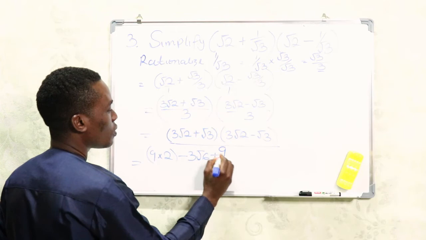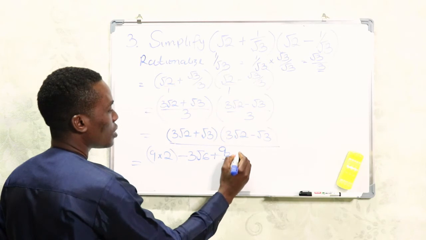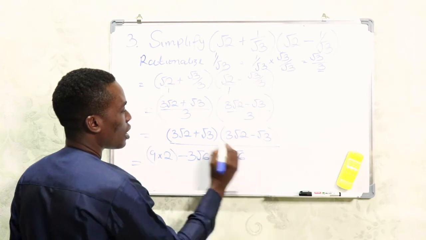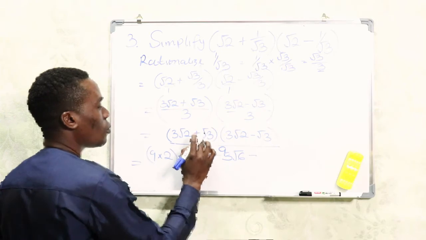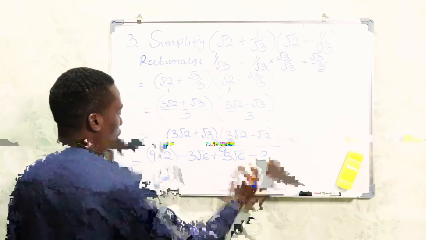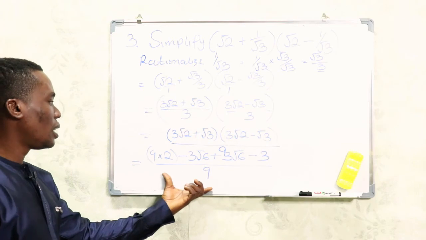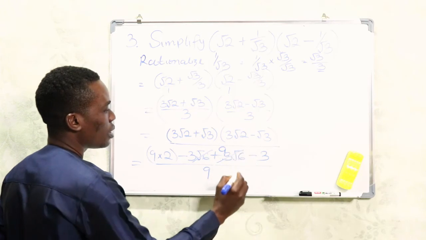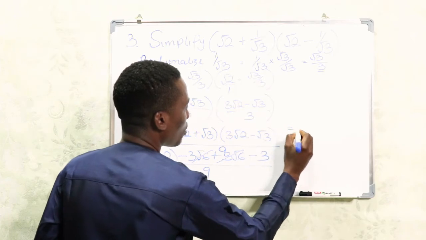Now let's go to the next one. Plus root 3, 1 times 3 will give us 3. Root 3 times root 2 will give us root 6. Plus times minus will give us a minus. 1 times root 3 will give us 3, all divided by 9. Now I hope you're following. With this sign here, this is a plus, this is a minus. That means this will cancel this, and what will remain here finally is this.